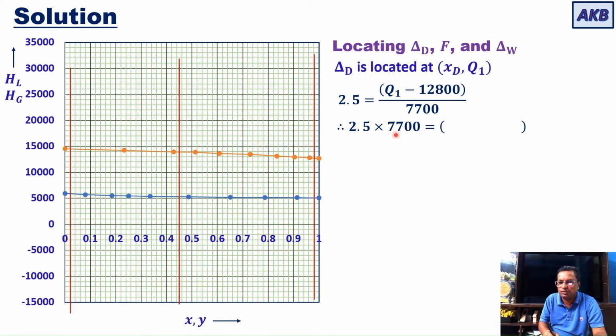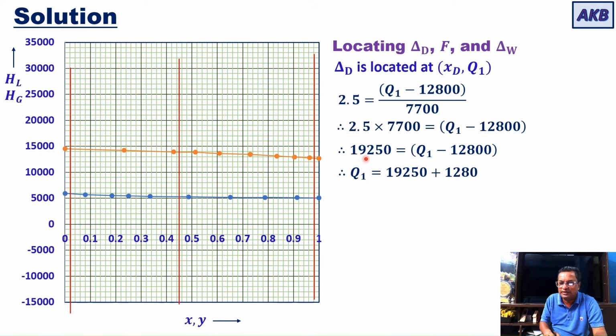So 2.5 into 7700 is equal to Q1 minus 12800. That is 19250, because 2.5 into 7700 is 19250. That is equal to Q1 minus 12800. So Q1 will be equal to 19250 plus, when you take this to the other side, 12800. Therefore, Q1 will be equal to 32050 kilocalories per kilomole. So in this way, you can get the value of Q1.